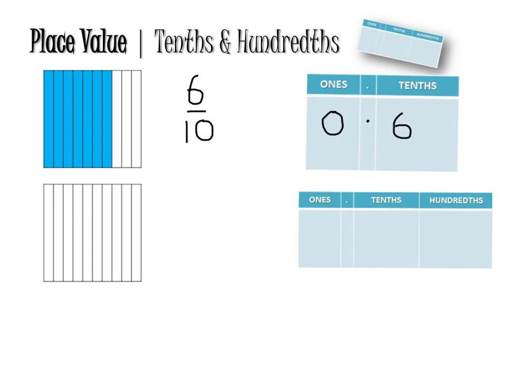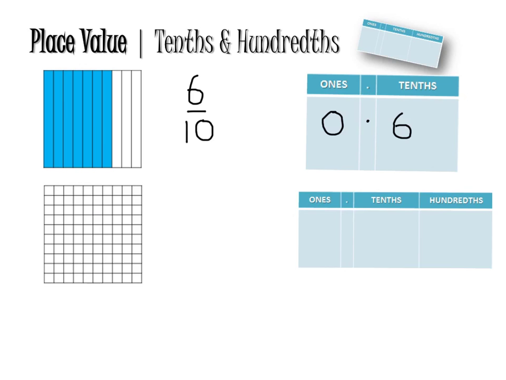So let's say I wanted to have even smaller pieces. Well, I could take each of these 10 equal pieces and divide them into 10 equal pieces. If I do that, I will have a picture that looks like this. So now my whole has been divided into 100 little boxes, because 10 times 10 is equal to 100. So let me shade some blocks here.